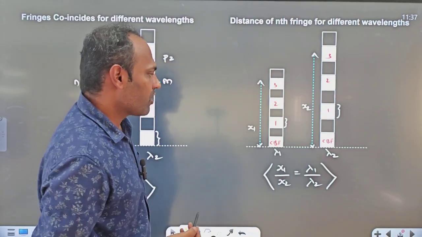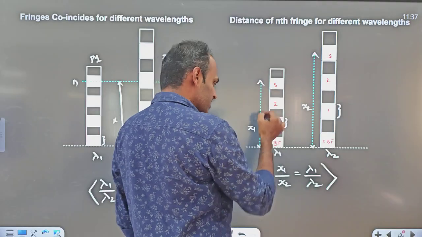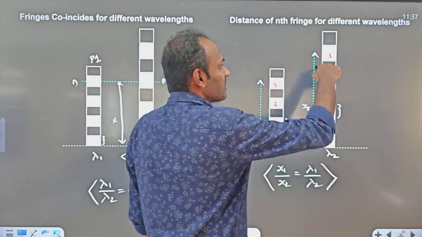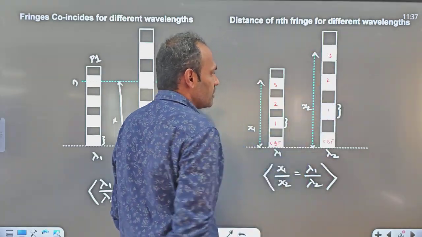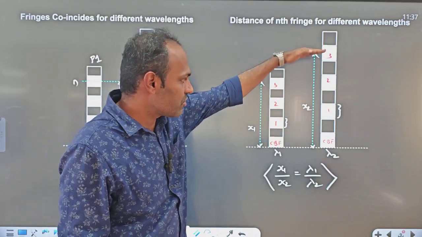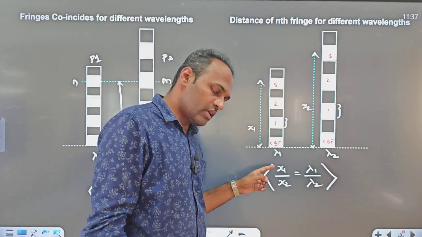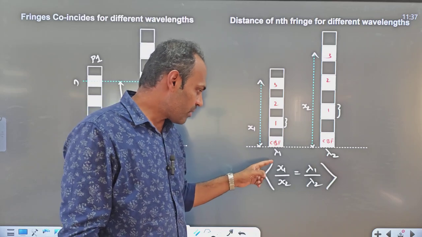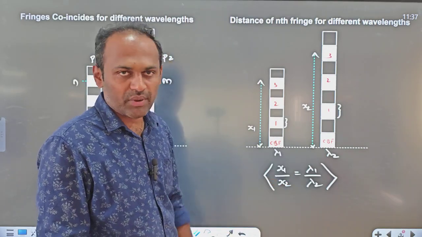Correct? Okay, you can observe here in the first pattern, third bright fringe has formed at a distance of x1, and the same third bright fringe for the second pattern has formed at a distance of x2. In the first the distance is less, in the second the third bright fringe is at distance x2. So in this case the distance of the third bright fringe, or whichever fringe is given, the distance of the bright fringe in the first pattern divided by the distance of the bright fringe in the second pattern is equal to lambda 1 by lambda 2, right?